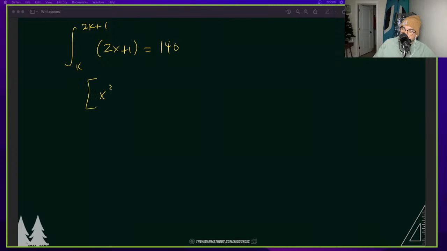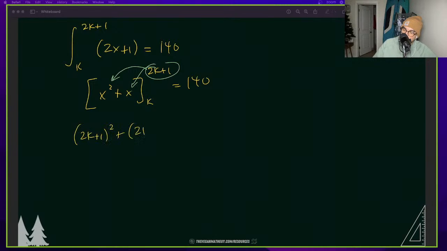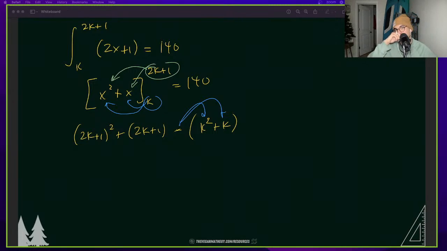So this becomes x squared plus x. And then we have our parameters from k to 2k plus 1. And we can already set this equal to 140. We're going to go ahead and plug in the 2k plus 1. So that's going to be 2k plus 1 squared plus 2k plus 1. And then we're going to subtract the values that we get when we plug in the k. Now look at this. Be very careful. I'm actually going to put a parenthesis here. So this could be k squared plus k, because I don't want to forget that I need to distribute this negative sign to both terms.